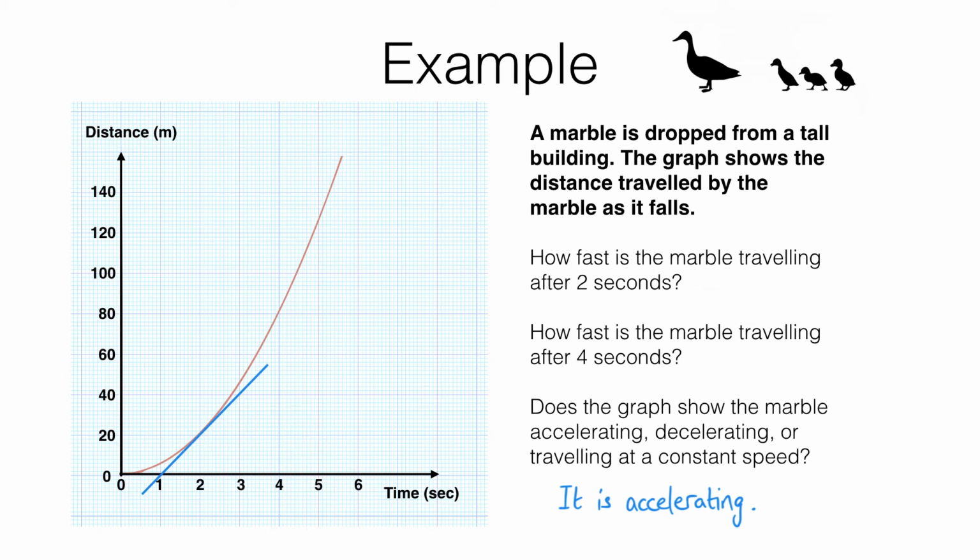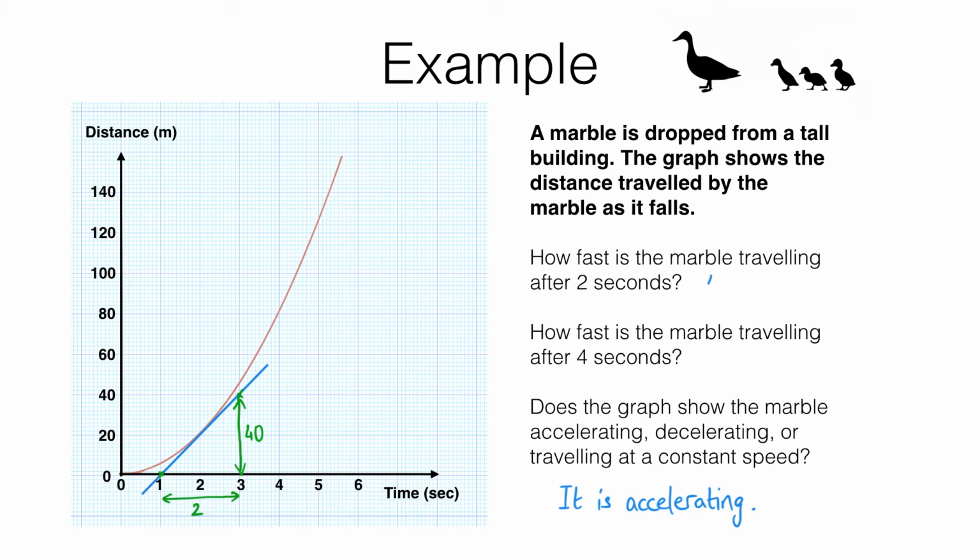Now remember, the gradient is the change in this direction divided by the change in this direction, and what I can do is make my life easier by choosing a sensible value for the change in this direction. So we've got an easy number to divide by, and I'm actually going to pick these points here because that gives me a change in this direction of 2. That's 2 seconds, the difference between 1 and 3. And the change in this direction is 40. That's from 0 up to 40. So the gradient is 40 divided by 2.